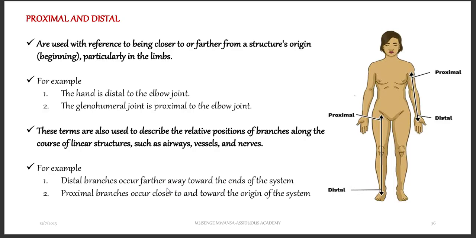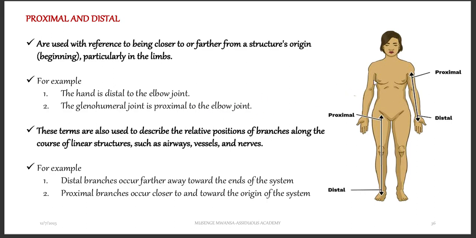For example, we can say, when you are comparing the hand, remember I said that the hand is the part used for touching, and then the elbow is on top. So we can say the hand is distal to the elbow joint because the elbow is on top.